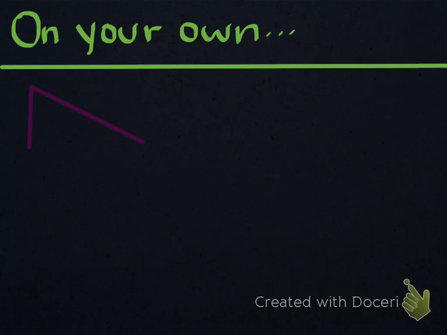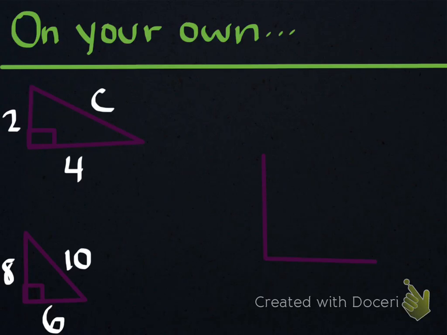So now, you're going to do some problems on your own to make sure that you got the concept of using the Pythagorean theorem. For the first problem, you're going to find the missing side length with the numbers 2, 4, and c. For the second problem, you're going to prove whether the triangle is a right triangle or not with the numbers 8, 6, and 10. And for the third problem, you are going to find the missing side length and use the numbers 14, 18, and b.